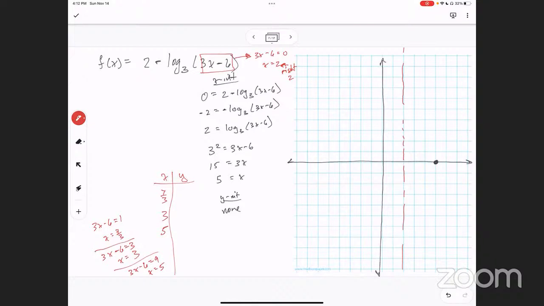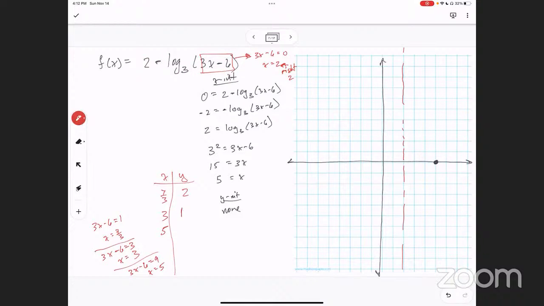So when I plug in 7/3, that whole thing is just going to equal 1. What's the log base 3 of 1? It's 0. So this is just 2. When I plug in 3, what's this whole thing going to equal? It's going to equal 3. So what's the log base 3 of 3? 1. So 2 minus 1 is 1.